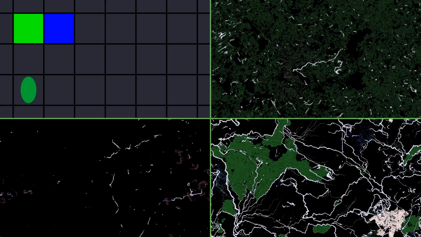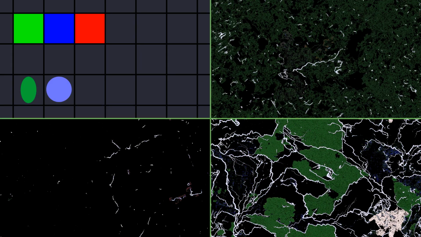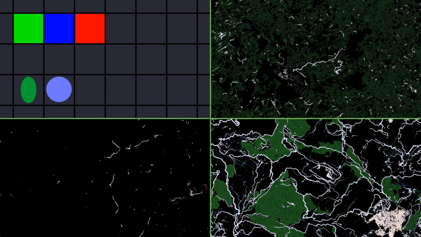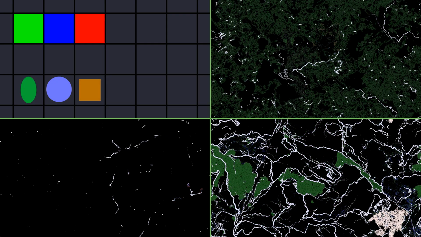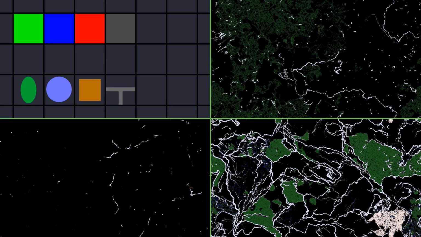Blue cells. These cells absorb energy from the soil. Red cells. These cells convert organic matter into energy. Transport cell. These cells transfer energy through the organism.